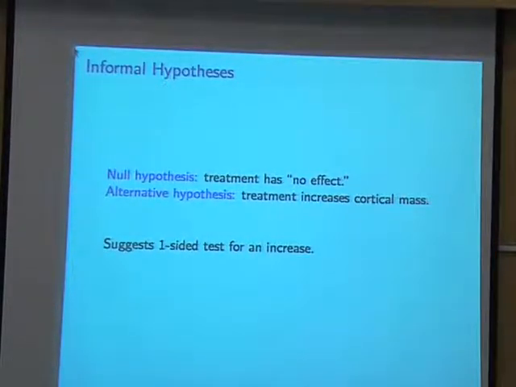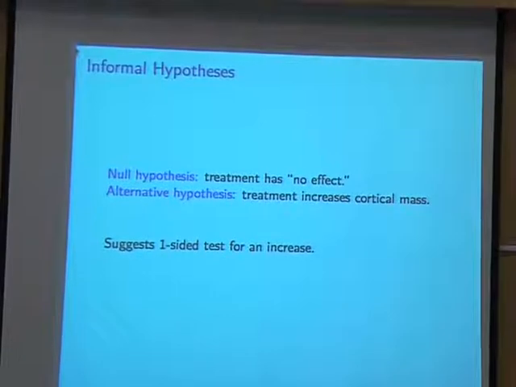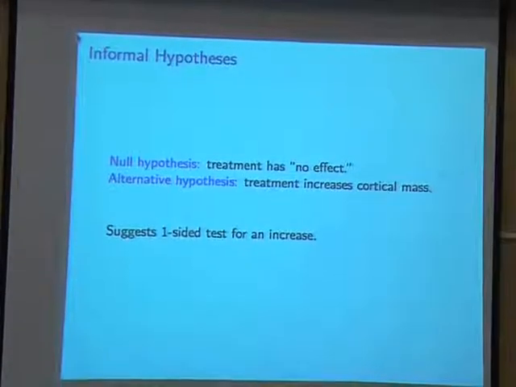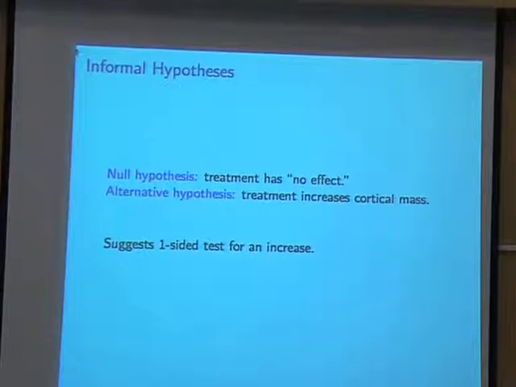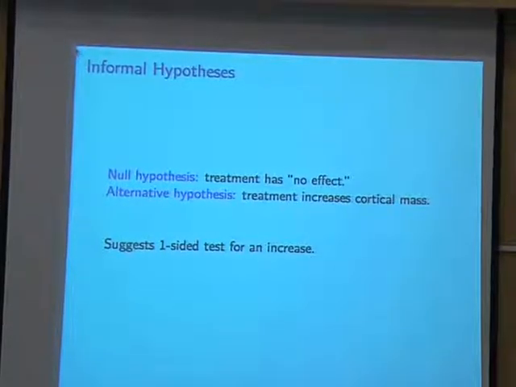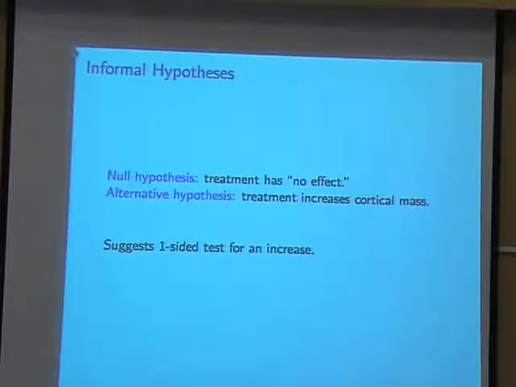So informally, what we believe is that the null hypothesis is that there's no effect. So it doesn't matter if we put the rat in an enriched environment or not. And the alternative is that if we have an enriched environment, that should increase the cortical size, the brain size of the rat. Right? So we've got an idea that we might want a one-sided test. So the alternative will only be that it increases. We're not going to have an alternative that it's a negative number.